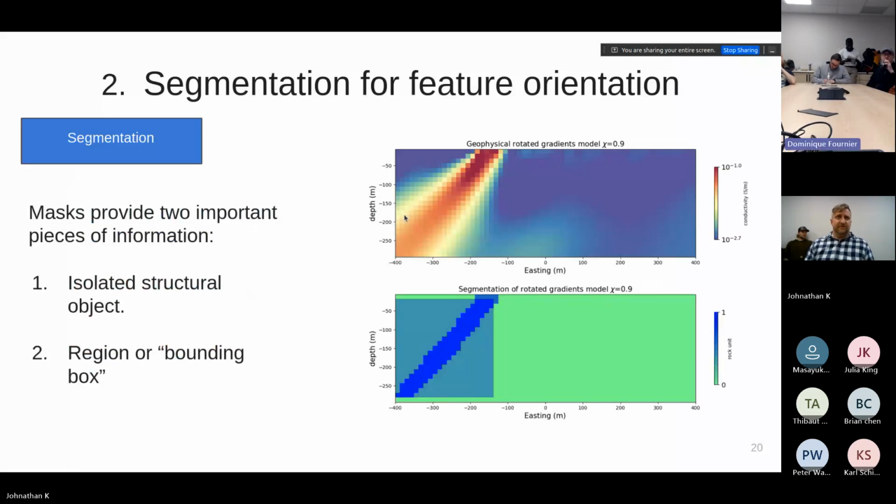So first, the segmentation provides two important pieces of information. It isolates the structural object, and it also gives us a boundary region. So we don't have to identify exactly where the structure is. We can get an idea of where the structure should be. And then we can tell the inversion to focus its orientations in that defined area.